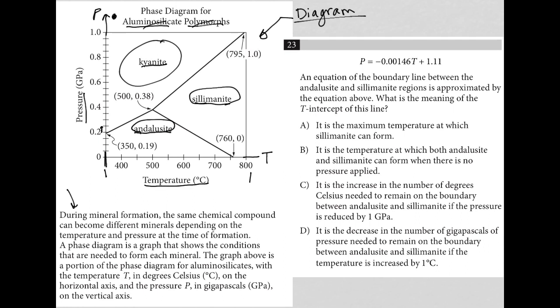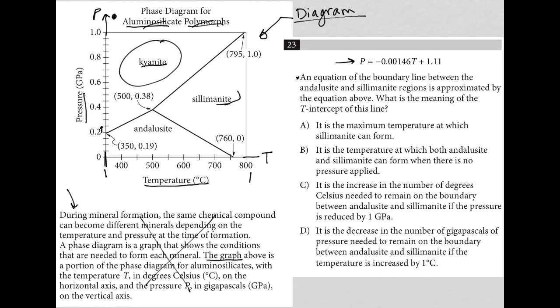So a phase diagram is a graph that shows the conditions that are needed to form each mineral. The graph above is a portion of the phase diagram for aluminosilicates with the temperature T in degrees Celsius on the horizontal axis and the pressure P in gigapascals on the vertical axis. Okay, so not really anything important there that we couldn't tell just by looking at the graph. The question here provides this equation here, which we don't know what it stands for quite yet, and then goes on to say an equation of the boundary line between the andalusite and sillimanite regions.